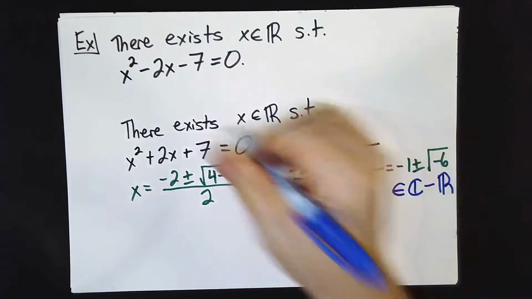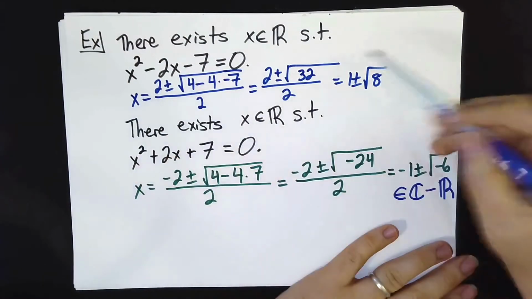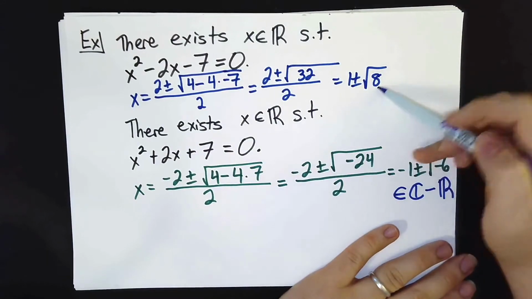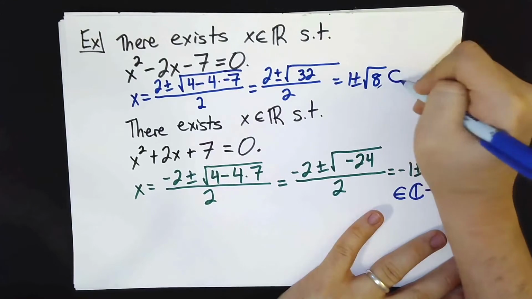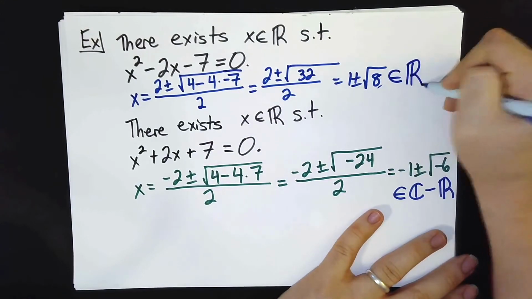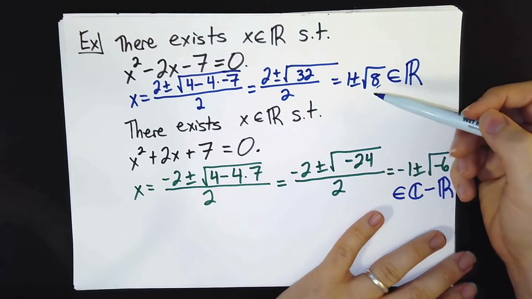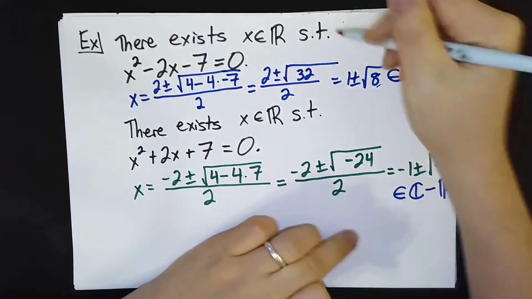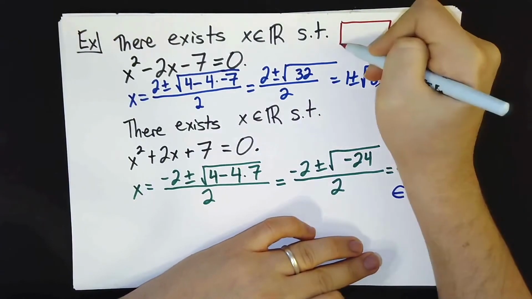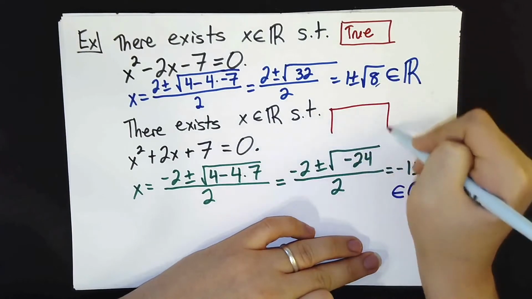On the other hand, if I try the same thing up here, then I find that x equals 1 plus or minus the square root of 8 are both solutions to this equation, and those things both happen to live in the real numbers. Having exhibited just one solution, I know that this existential statement is true. So just to emphasize, this one is true, and this one is false.